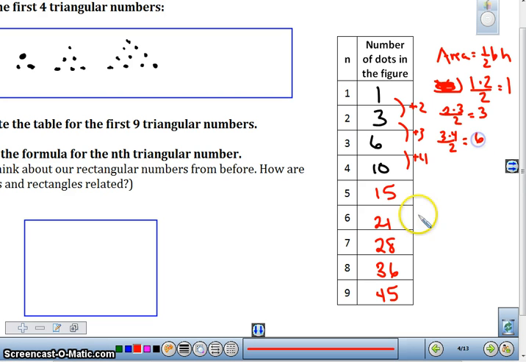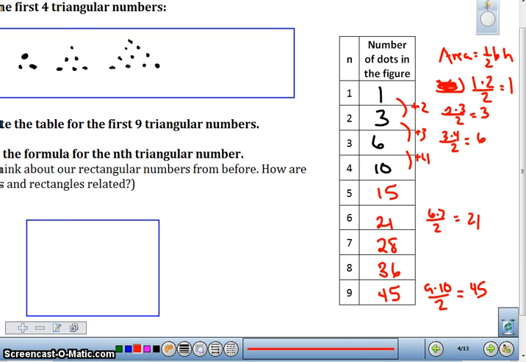12 divided by 2 is 6. Let's see if it continues. If we go down here, 6 times 7 divided by 2. 42 divided by 2 is 21. Does it continue with 45? Oh, with 9. We are looking at 9 times 10, and then we're dividing by 2, which gives us 45.